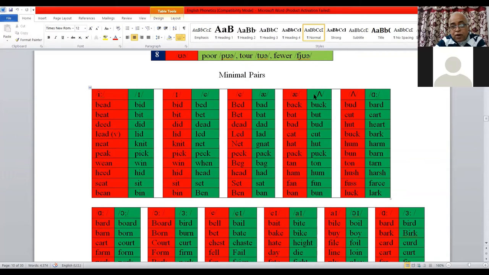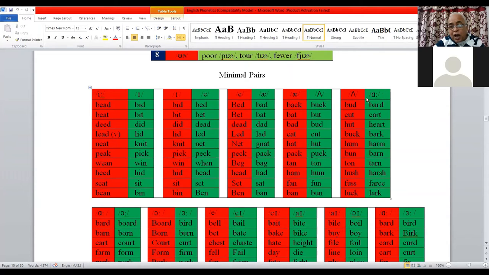Similarly, vowel number 5 is the short A. Back, buck, bat, butt, bad, bud, cat, cut, hat, hut, pack, puck, tan, tongue, ham, hum, fan, fun, ban, bun. So this is a minimal pair of these two sounds.